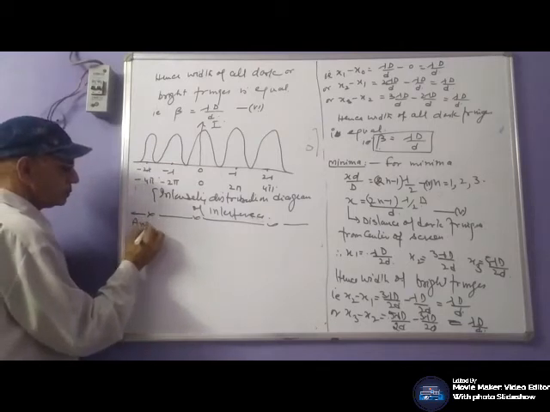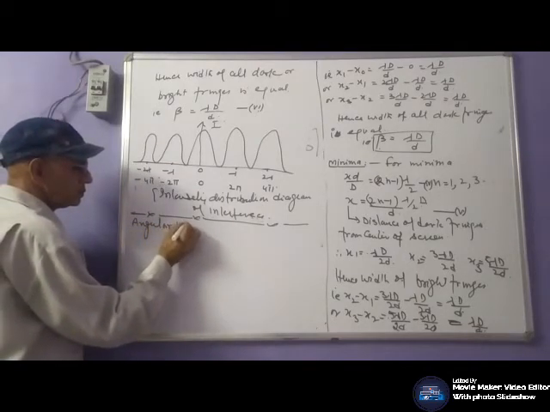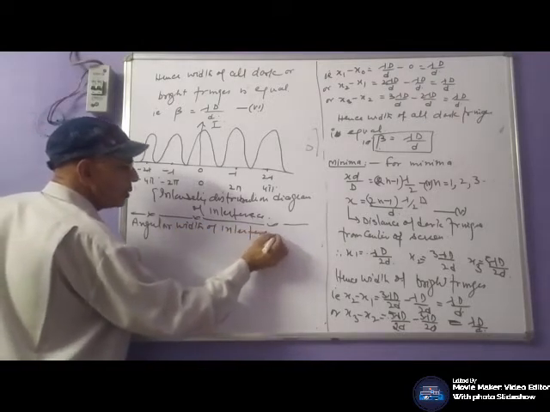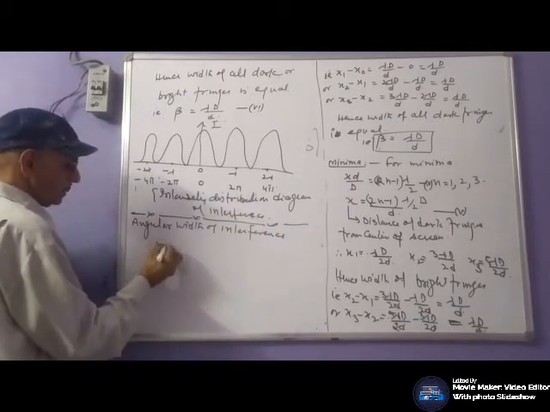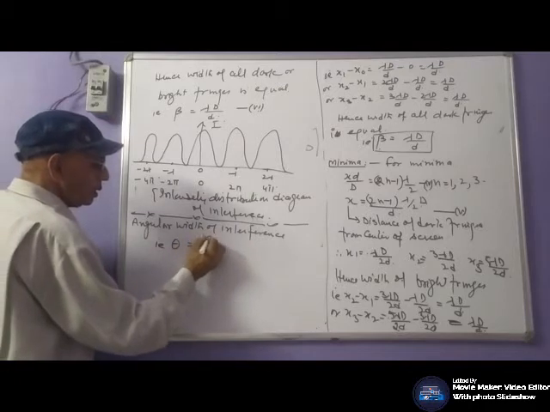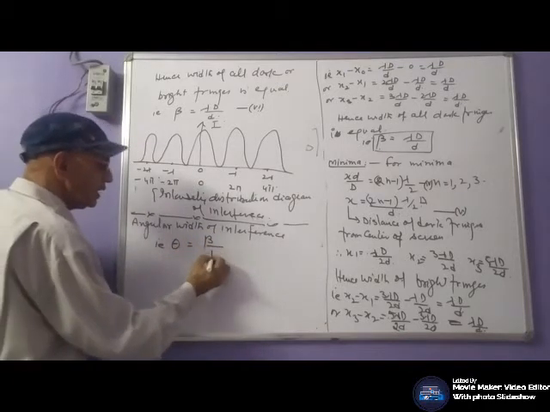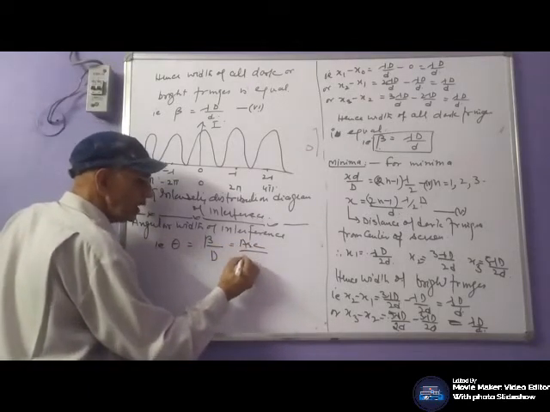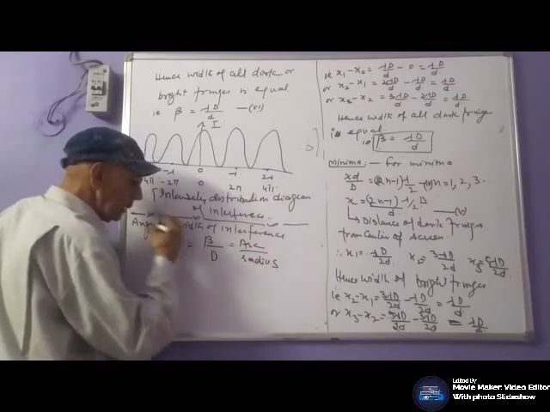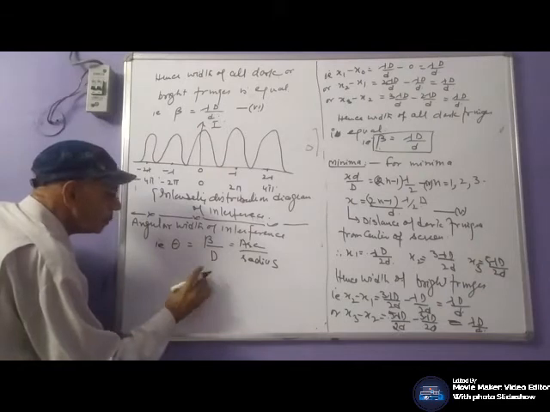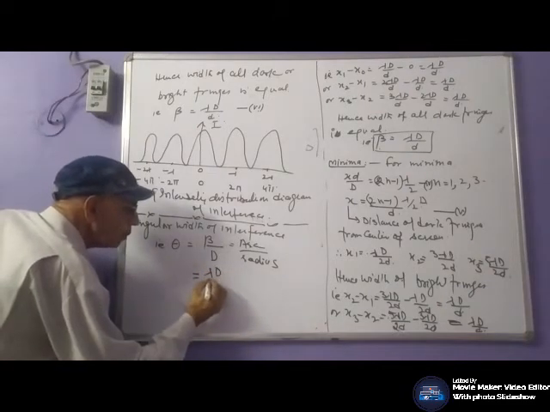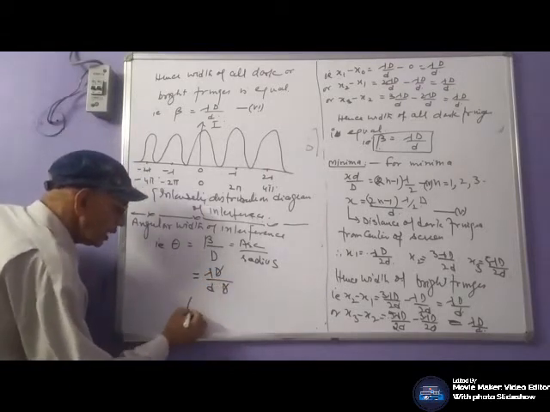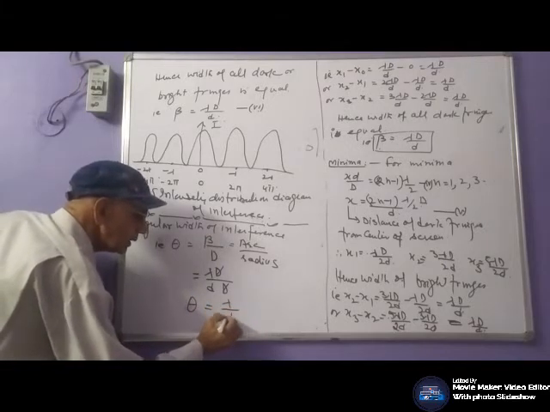Angular width of interference, that is theta, is beta upon D. Arc upon radius. The radius is capital D. Beta was lambda D by small d. So the angular width is lambda by d.